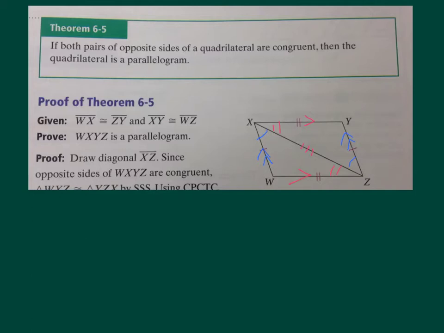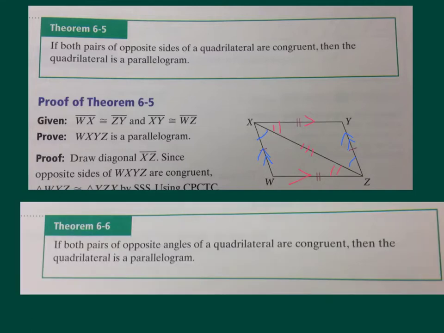Our next theorem states that if both pairs of opposite angles of a quadrilateral are congruent, then the quadrilateral is a parallelogram. We'll look at a proof of this in our homework, but for right now, make sure you understand that, again, if both pairs of opposite angles are congruent, then it's got to be a parallelogram.